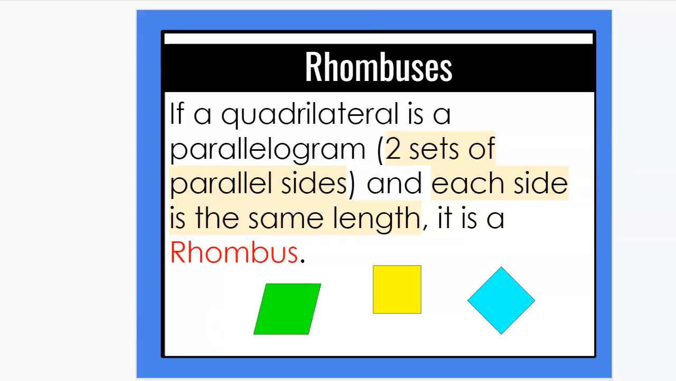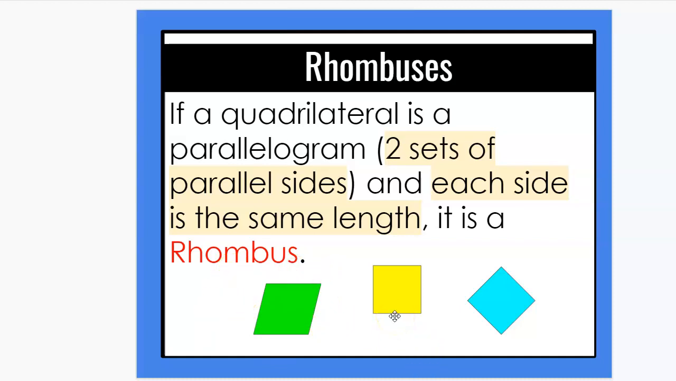Another category is the rhombuses. If a quadrilateral is a parallelogram, that means it has 2 sets of parallel sides, and each of those sides is the same length, it is called a rhombus. So here we have a rhombus. There's our 1 set of parallel sides, 2 sets, and each side is equal in length.